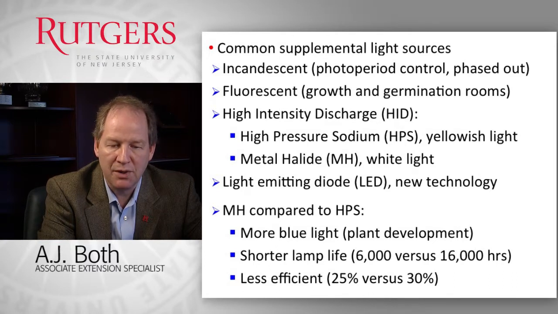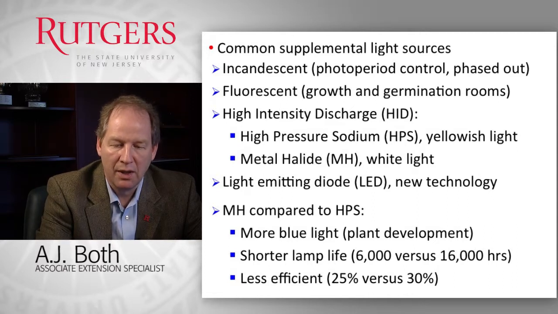Both lamps produce a fair amount of heat as they are operated, and that can be an issue when you're growing plants in greenhouses. Here's an example of a greenhouse equipped with incandescent bulbs, a simple string of incandescent lamps overhead, at low light intensity to try to elicit this photoperiod response, to either delay or start flowering at certain times of the year.